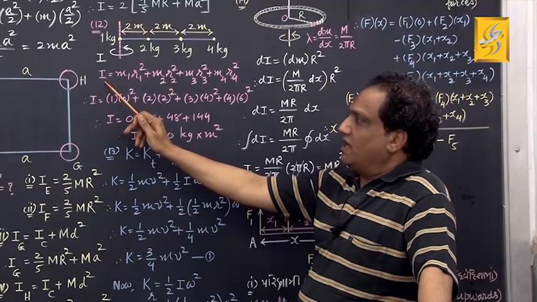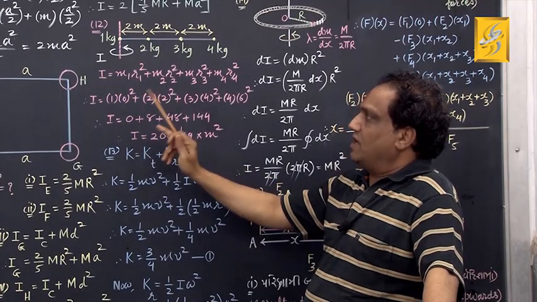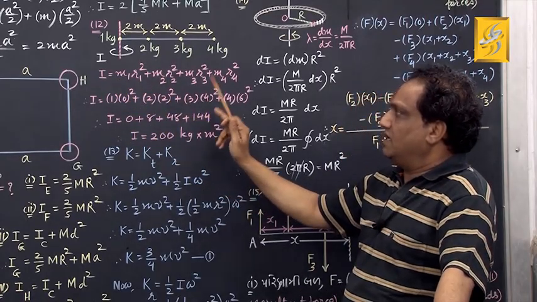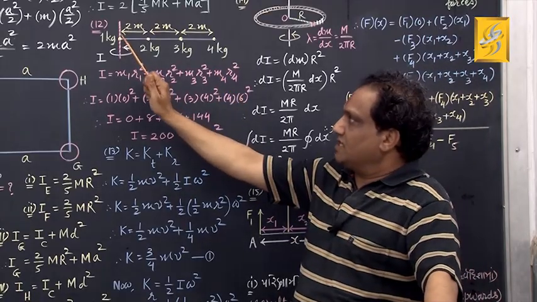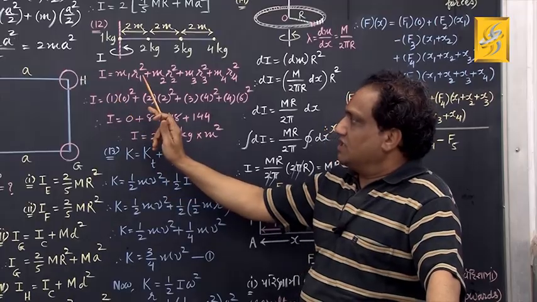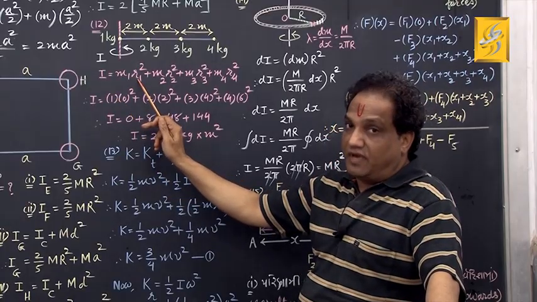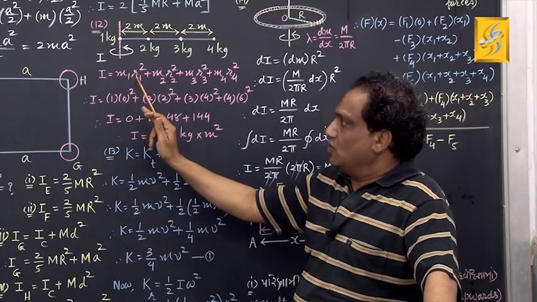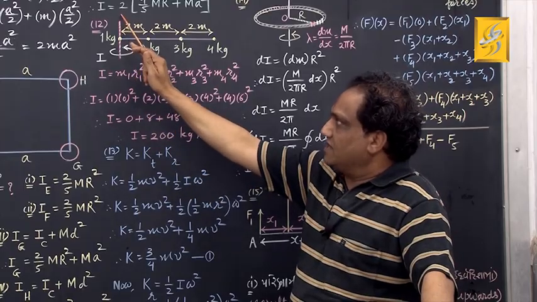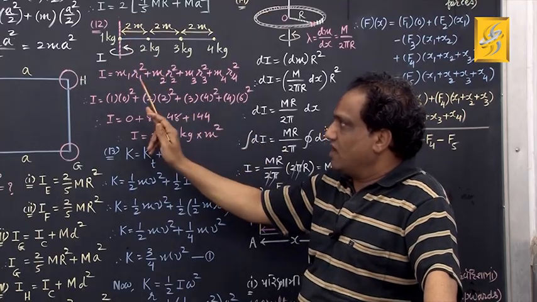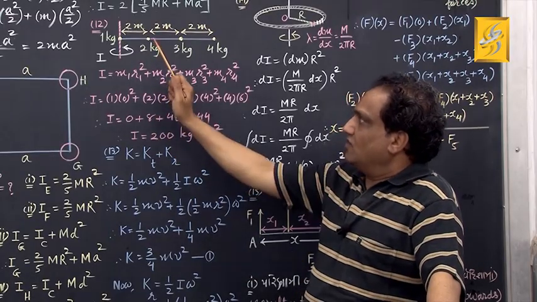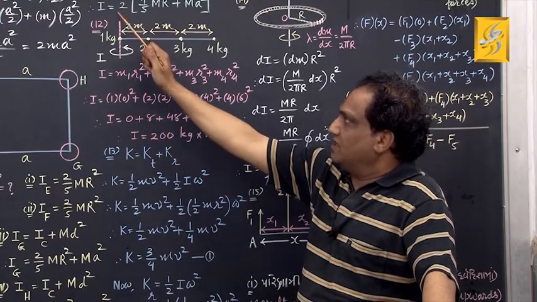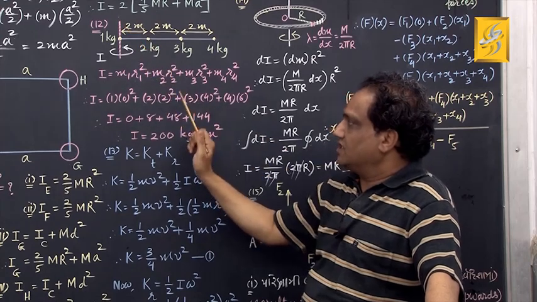For a system of 4 particles, I equals to m1 r1 square plus m2 r2 square plus m3 r3 square plus m4 r4 square. What is first mass? 1 kilogram. What is the perpendicular distance of first particle from axis of rotation? It would be 0 because that particle itself is lying on this axis of rotation. So, r1 is 0, m2 is second mass is 2 kilogram. For this particle, perpendicular distance from this axis of rotation is 2 meter, it's a square.